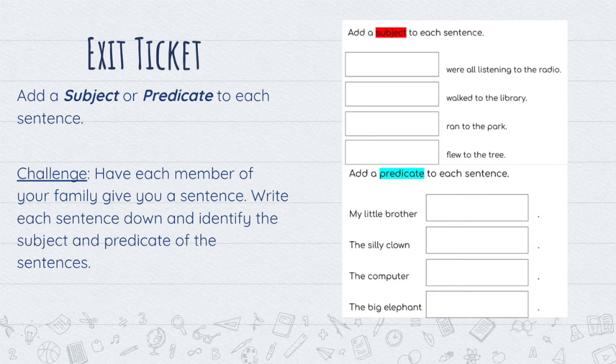If you finish and you want to keep practicing, here's a challenge. Go around your house, talk to everybody, and have each member of your family give you a sentence. Ask everybody to give you a sentence. Write that sentence down and try to identify what is the subject and what is the predicate of that sentence they gave you.